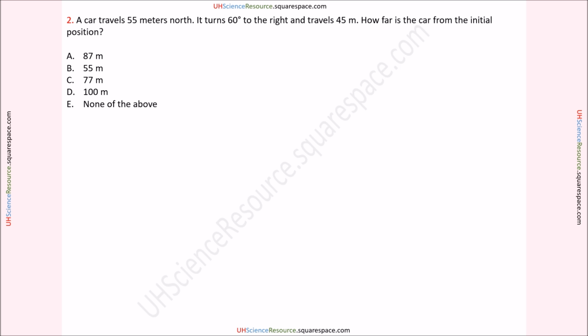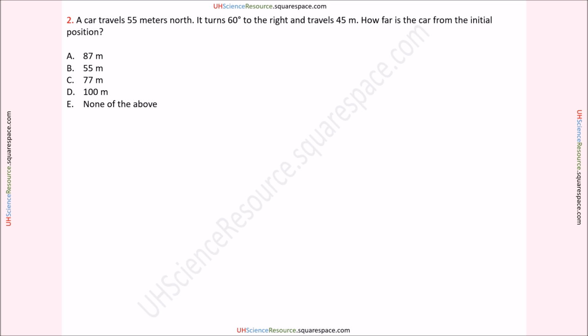This is question number 2. It says a car travels 55 meters north. It turns 60 degrees to the right and travels 45 meters. And we're asked, how far is the car from the initial position?